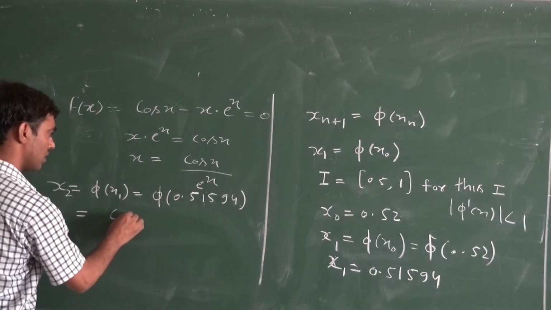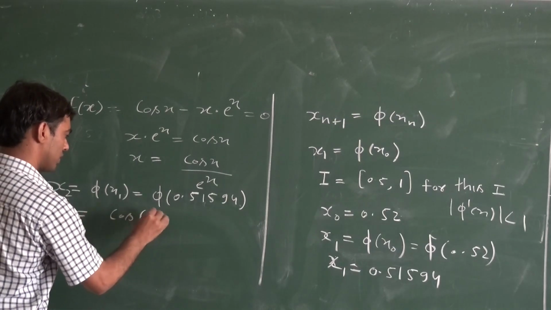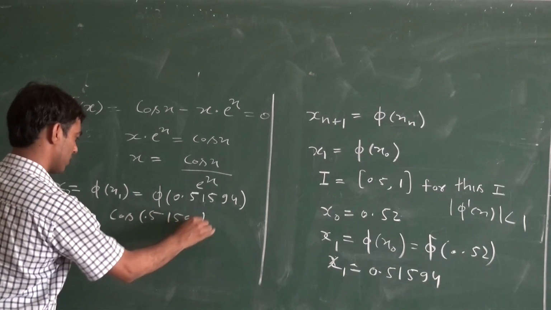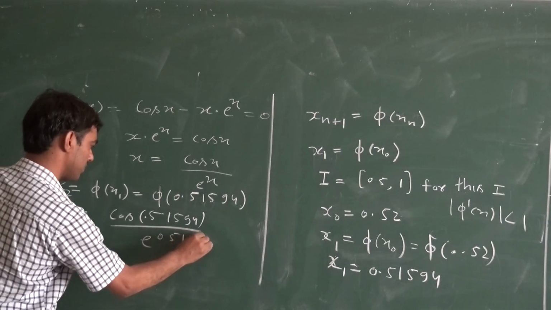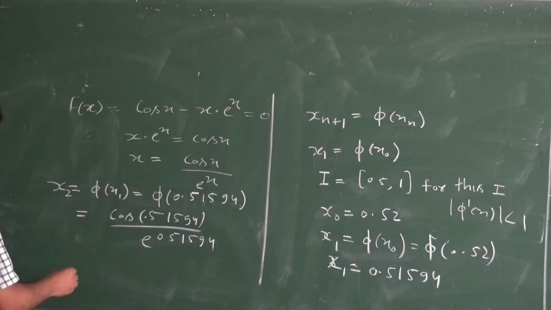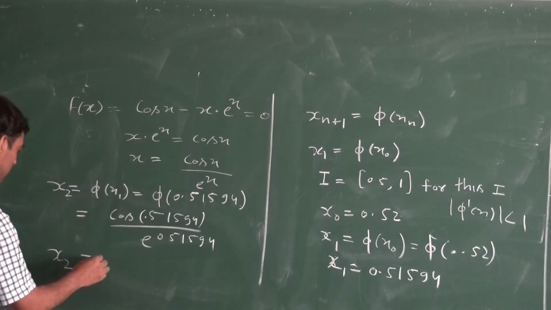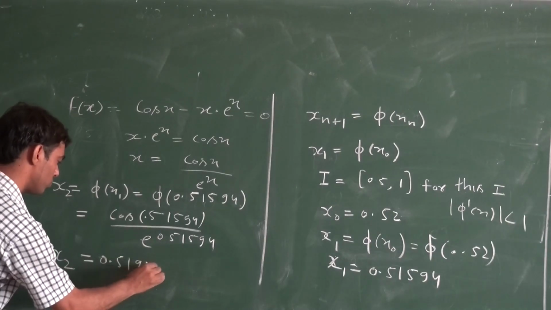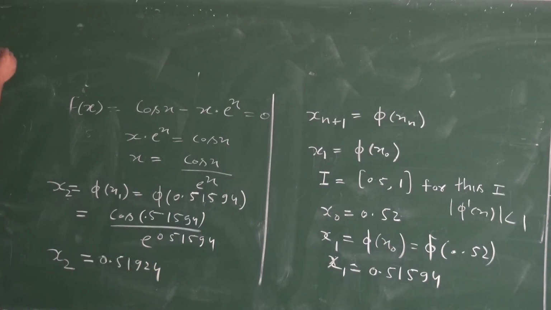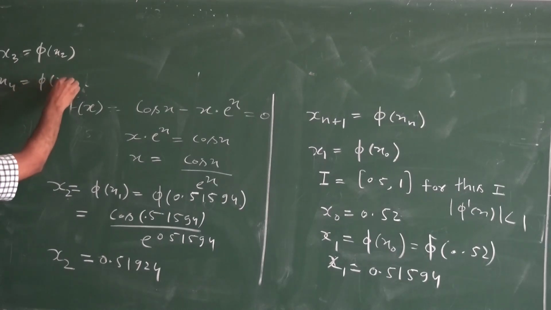So x2 equals cos(0.51594) divided by e^0.51594. After simplification, what is the value of x2? x2 equals 0.51924. Similarly, we find x3 equals φ(x2), x4 equals φ(x3), and so on.